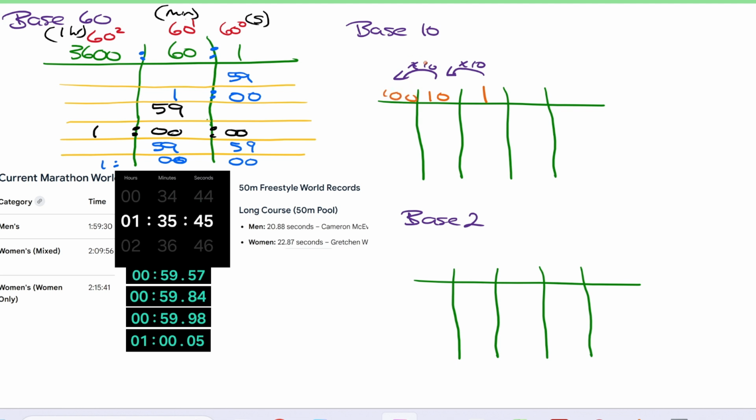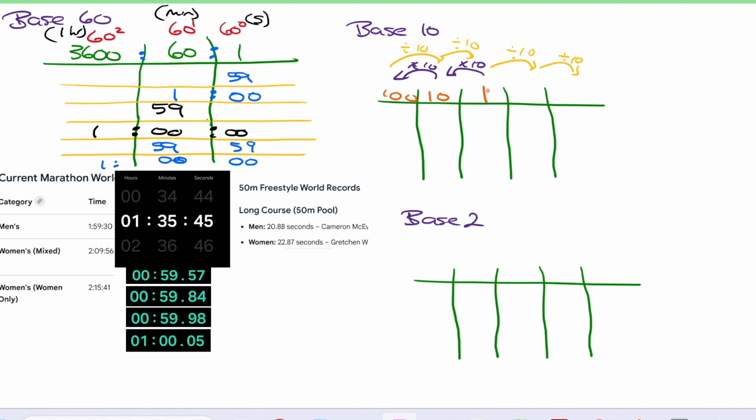And likewise, going back the other way, that's a divide by 10. And that's a divide by 10. And that's a divide by 10. And that's a divide by 10. So I usually use a 10 frame to show this.